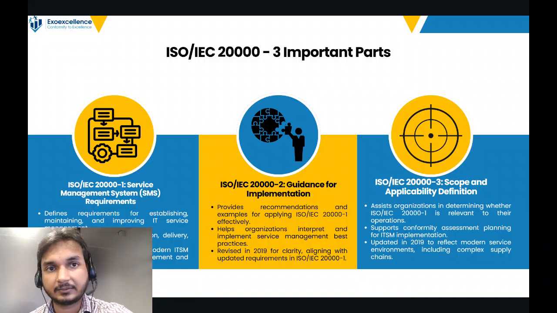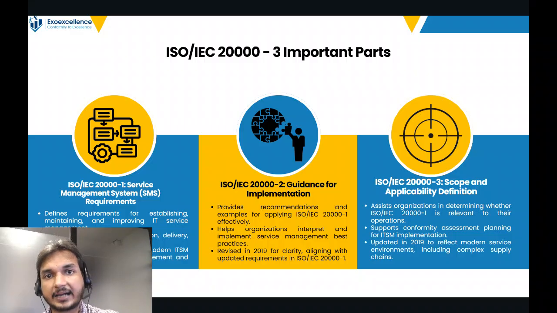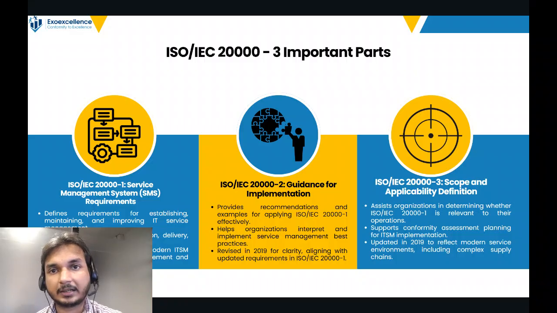Then the second part, which is ISO 20000-2, offers guidance and best practices for effectively applying these requirements in ISO 20000-1. So part 2 helps you implement the requirements of ISO 20000-1.